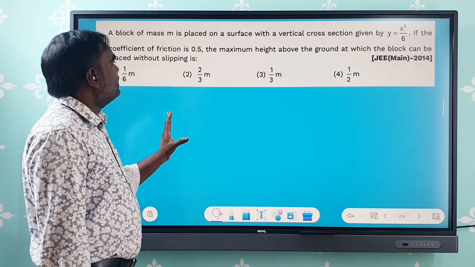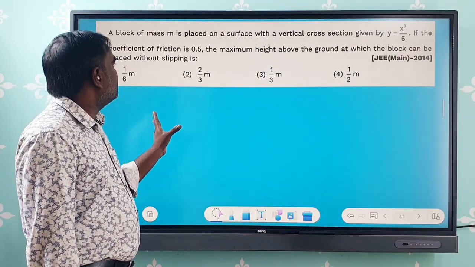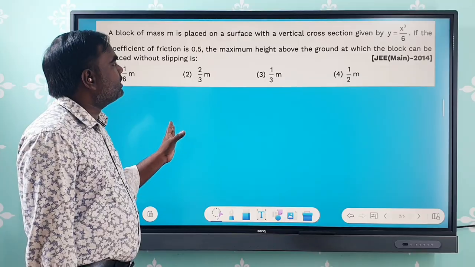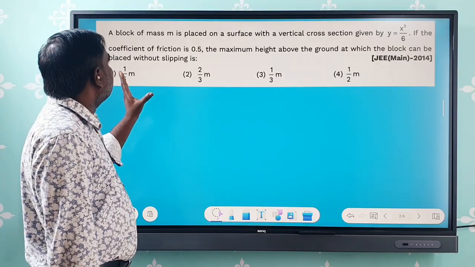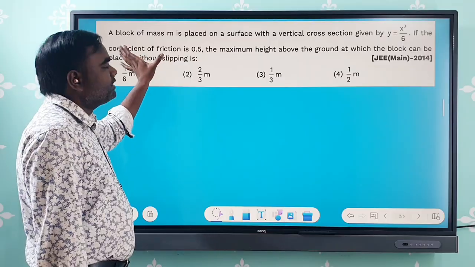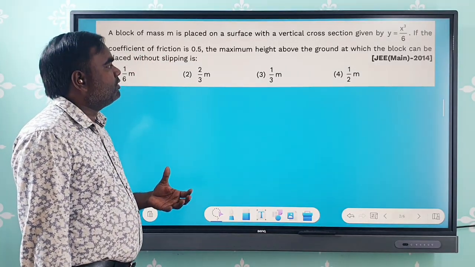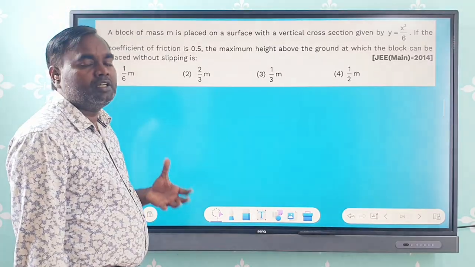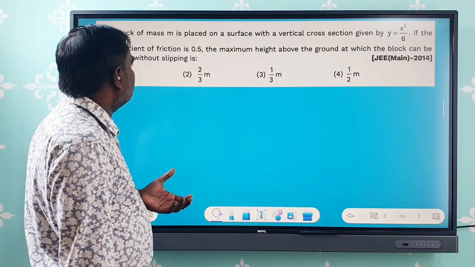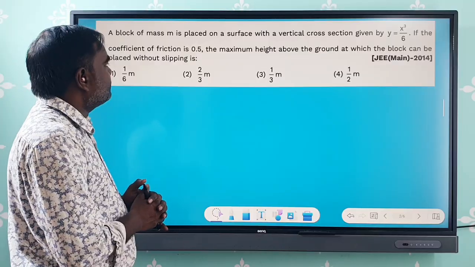देखिए, इसमें पूरा जो फ्रिक्शन का रोल है, फ्रिक्शन से रिलेटेड आपको कंसेप्ट पता होना चाहिए. सेकेंड है कि इसमें मास की बात कर रहा है, मतलब मास m इज गिवन, a block of mass m is given, that is, you must have the knowledge of Newton's laws. So combining these two things we can approach this problem.